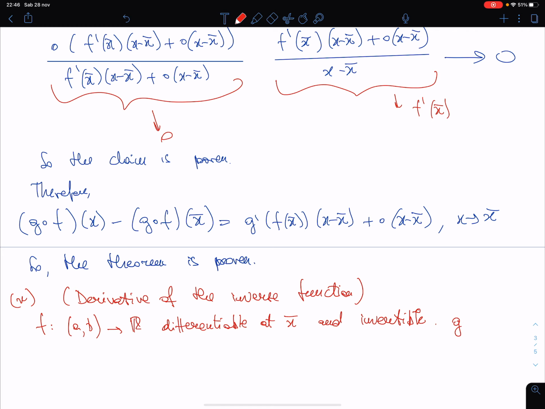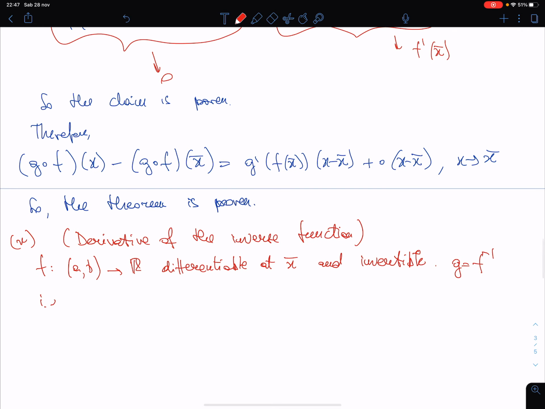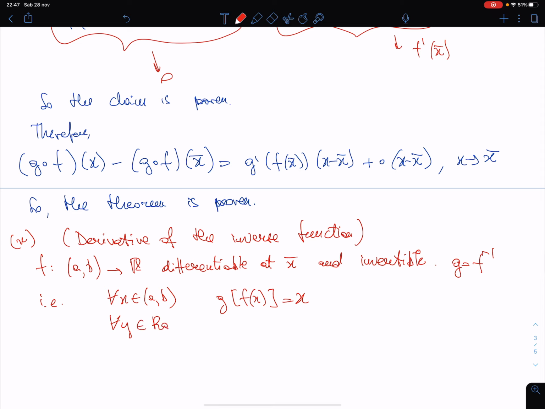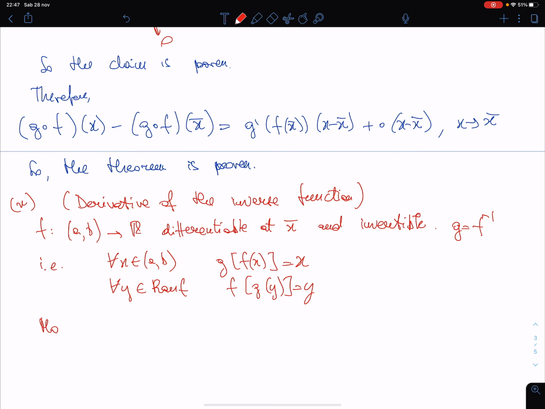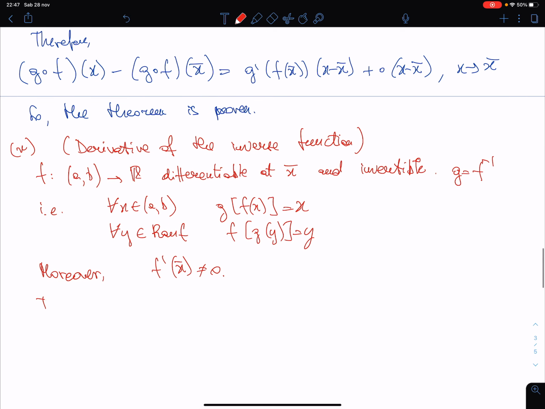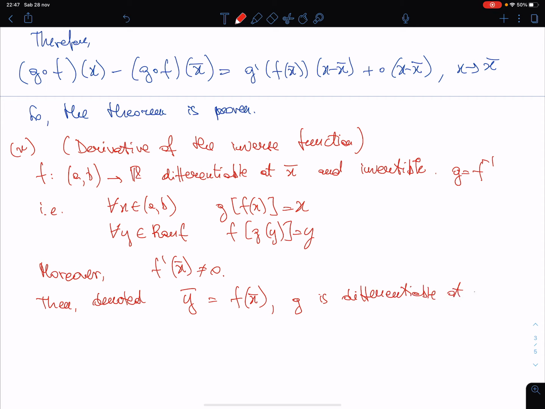We use the notation g is equal to f to the minus 1, namely, for every x in AB, we have that g composed f of x is equal to x, and for every y in the range of f, f of g of y is equal to y. Okay? Moreover, we require that f prime of x bar is different from 0. Then, denoted by y bar equal to f of x bar, g is differentiable at y bar, and g prime of y bar is equal to 1 over f prime of x bar.